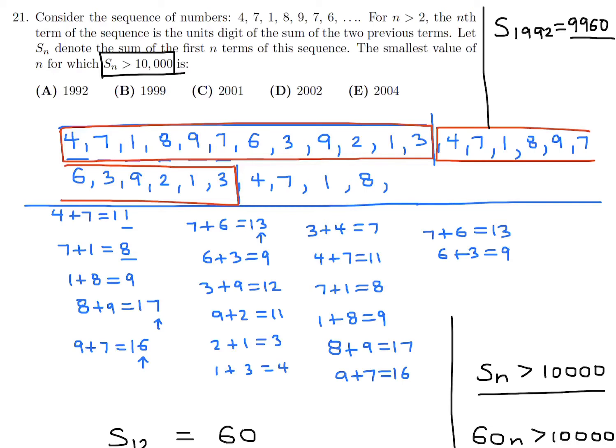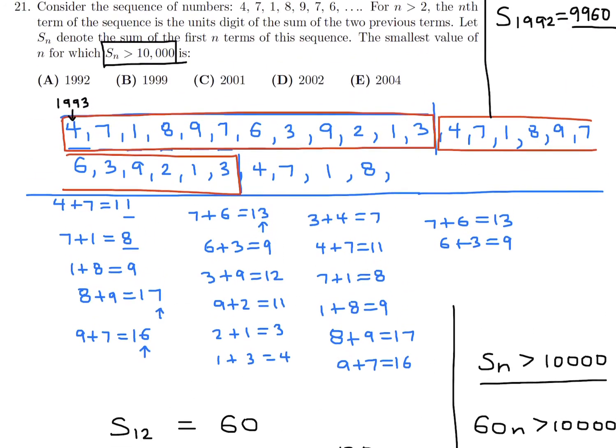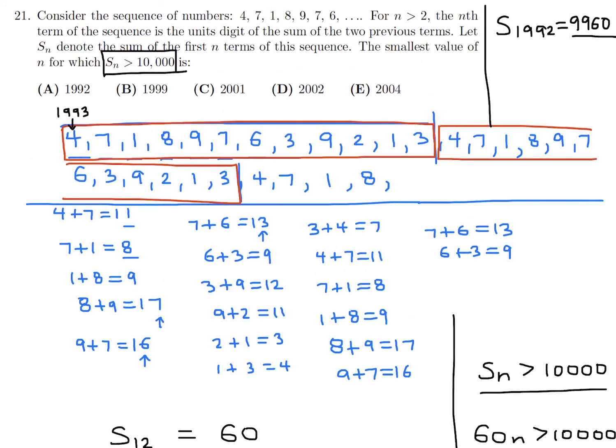So we have to start from here and keep adding. The arrow that I drew is the 1993rd term, this 4, because I've so far added multiples of 12. That's why I did that, 12 times 166. So get out your calculator and let's keep adding.